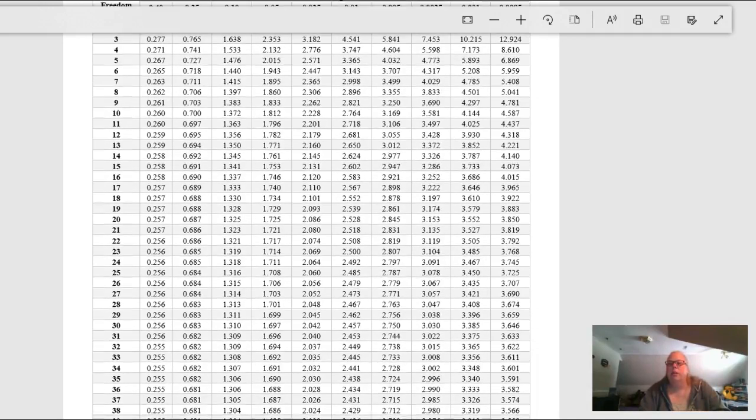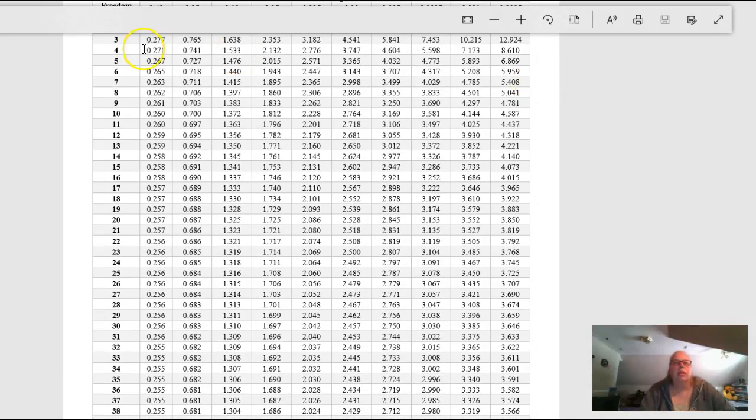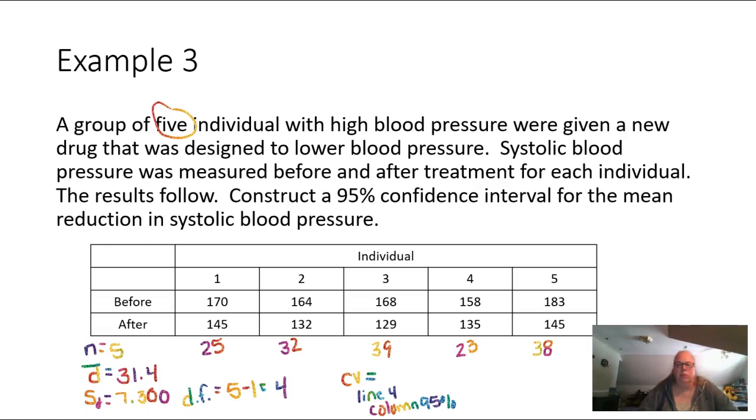So let's go back up here to line 4. Line 4, 1, 2, 3, 4. 5th column over right here, 2.776 will be our critical value.